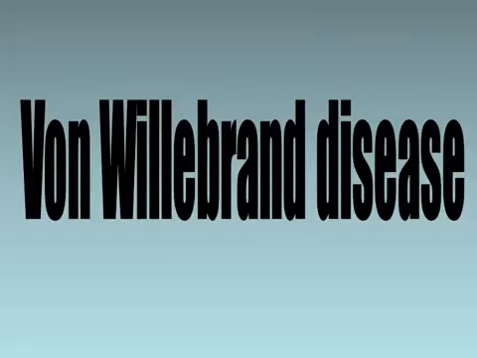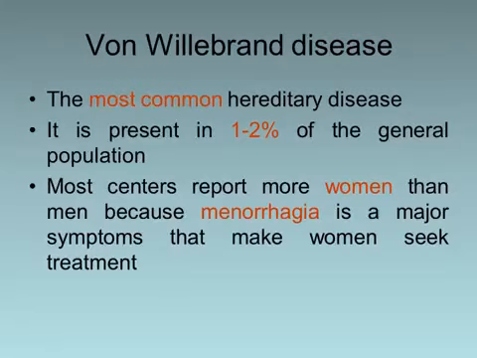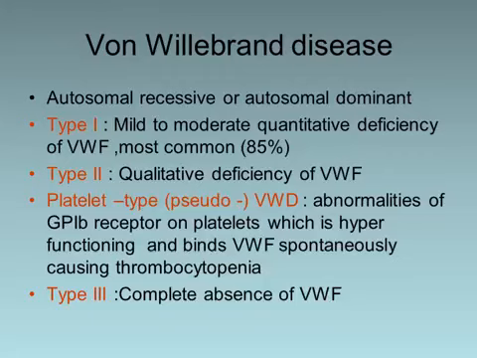Von Willebrand disease. This is another type of coagulation disorder that causes bleeding and is one of the most common hereditary disorders, seen in 1 to 2% of the general population. Most centers report more women than men because menorrhagia is a major symptom that makes women seek treatment. It is autosomal recessive or autosomal dominant, and we have different types.